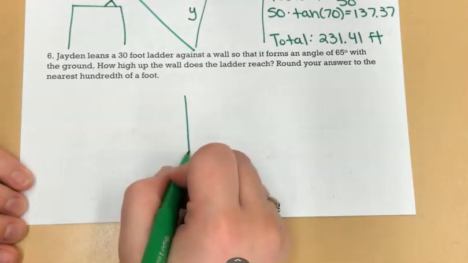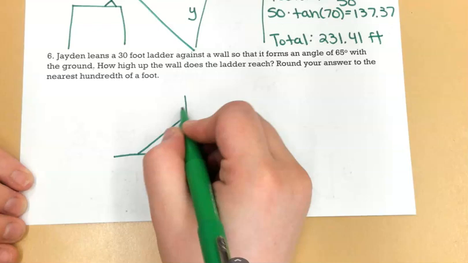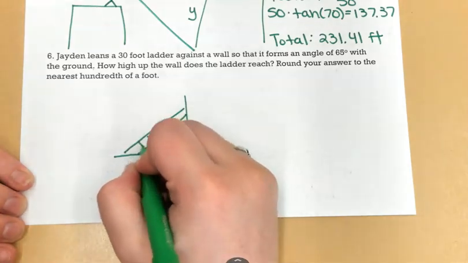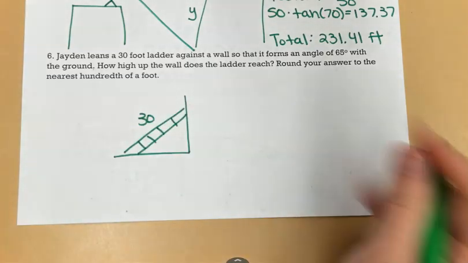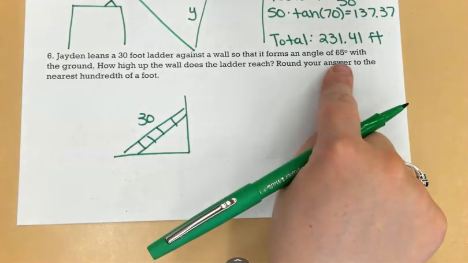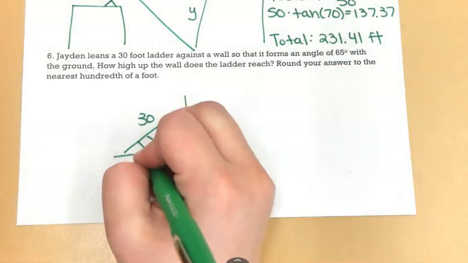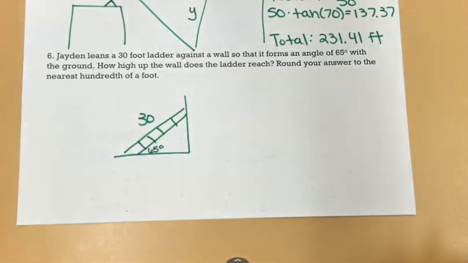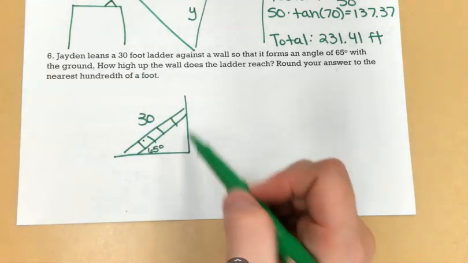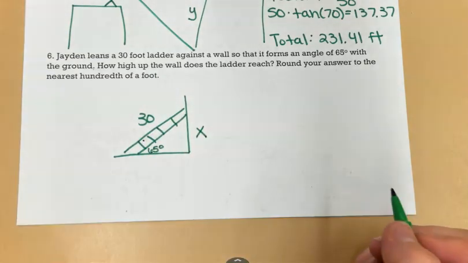And then last but not least, Jaden is leaning a 30-foot ladder on a wall. So here is my wall, here's the ground. There is my ladder, and the ladder is 30 feet long. And it's forming an angle of 65 degrees with the ground. So here's the ground down here, which means that is my angle. How high up the wall does the ladder reach? This is the distance I want to know.